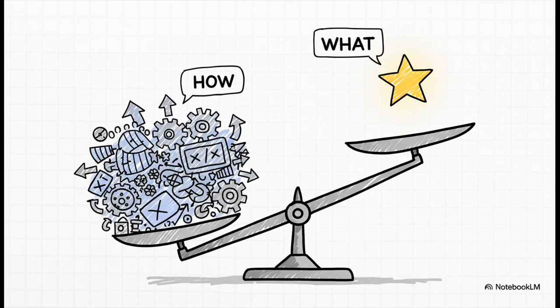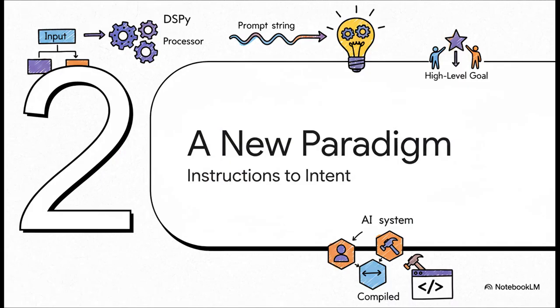And this is the real kicker. We spend all of our brainpower focused on how to ask the model for something, the exact magic words. We're not focused on what we actually want to achieve. We're stuck in the weeds of implementation instead of thinking about the high-level logic of our application. Okay, so if that's the problem, what's the solution? Well, DSPy is proposing a fundamental shift in our thinking. It's a new paradigm that moves us away from writing instructions and toward simply declaring our intent.